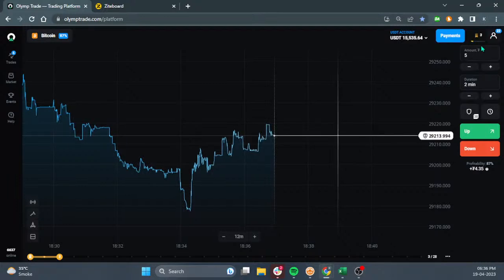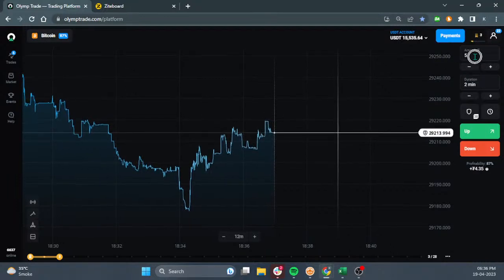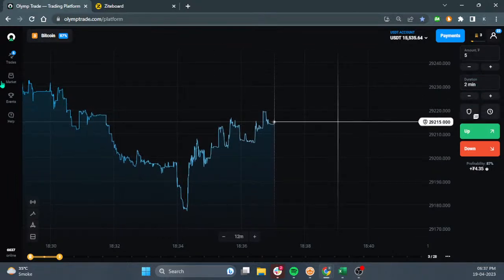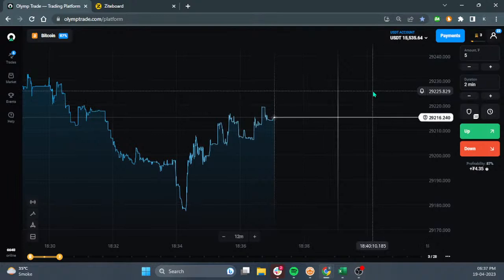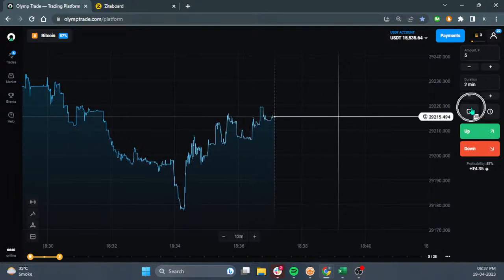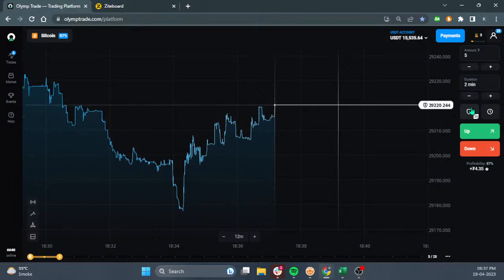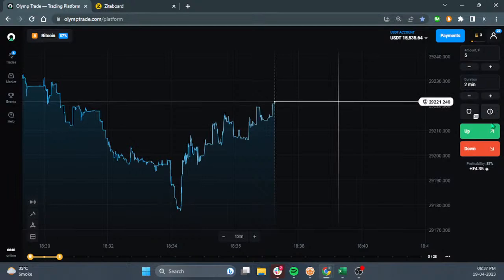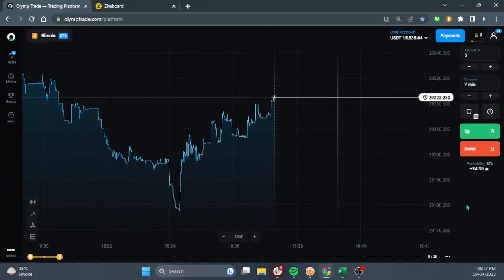This is your profile section. This is the amount you put in a trade. This is the trading duration. If you have risk-free trade which you have purchased, might be from the marketplace, you will find all those purchased risk-free trade or earned risk-free trade under this shield icon. Whenever you want to create a pending order, you can do that over here. And of course, up and down buttons we all are already aware of.